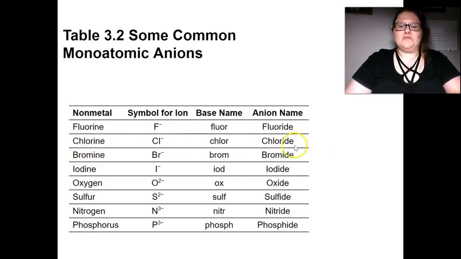Chlorine becomes chloride. Bromine becomes bromide. Iodine becomes iodide. Oxygen becomes oxide. Notice I don't have to change anything for the charge becoming a 2 now instead of the ones we've done before, because oxygen always forms a 2, so it's understood. Sulfur becomes sulfide. Then let's go to the 3s. Nitrogen becomes nitride, and phosphorus becomes phosphide.